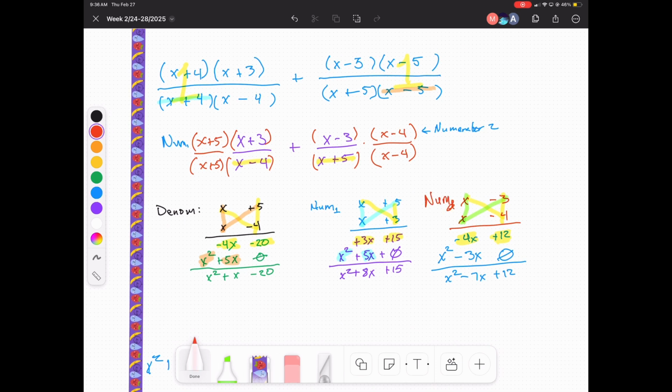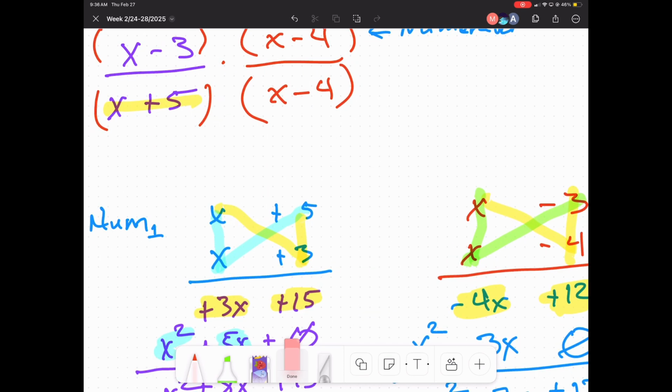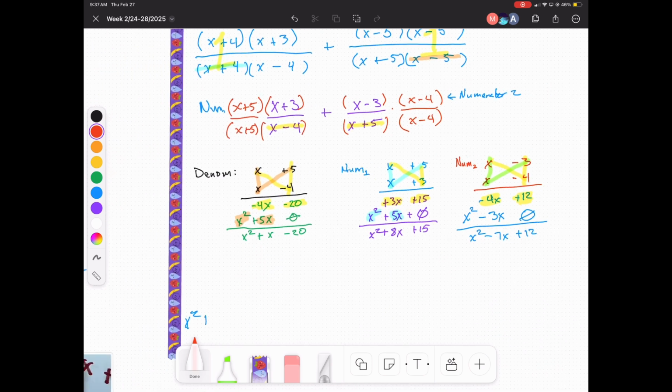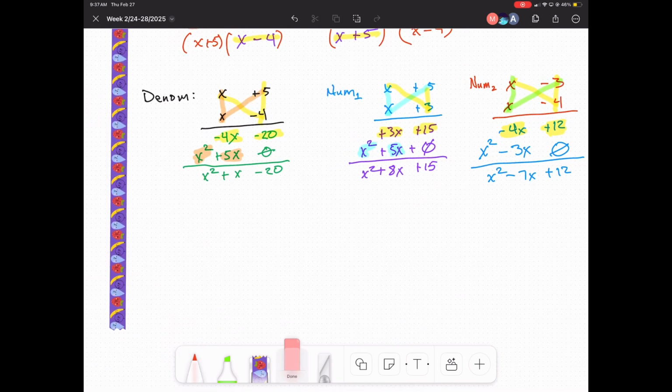Now all I need to do is combine my like terms when it comes to numerator 1 and numerator 2. Kiki, I fixed that for you. You know how you used to be on me about my handwriting, and I appreciate that for you.